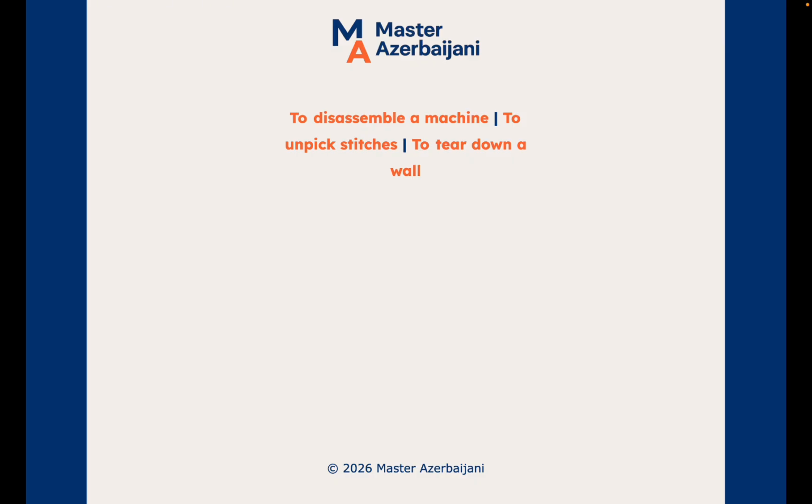Phrases first. To disassemble a machine, or to unpick stitches, or to tear down a wall. How? Maşını sökmək. Maşın is a machine. This can be any machine, tool, but the problem is we use automobile, car as maşın too. So up to you how you want to use it. I chose it as a machine. Tikişi sökmək. Tikiş is the stitch. How you tear it down, you unpick it. That's how you use the word sökmək.